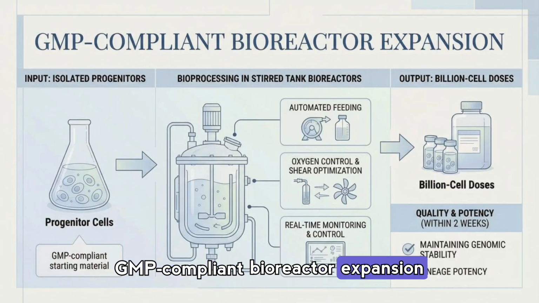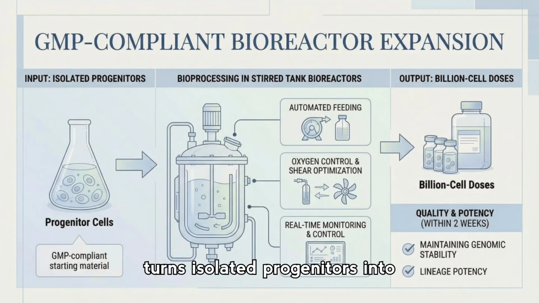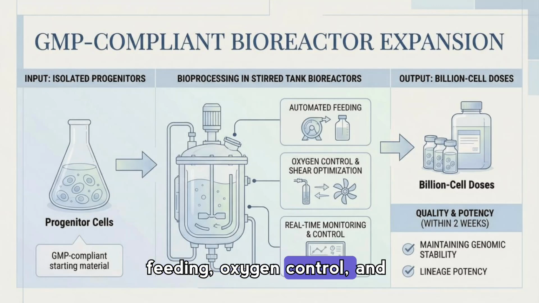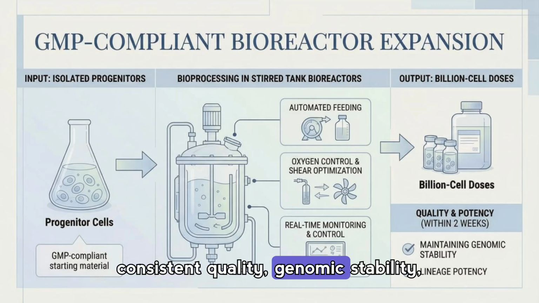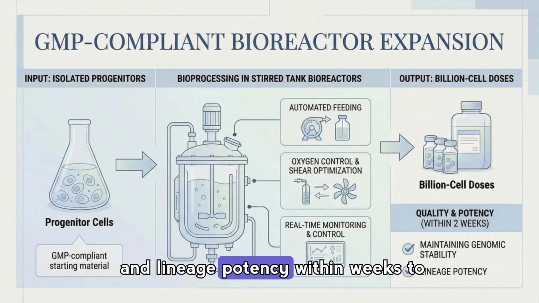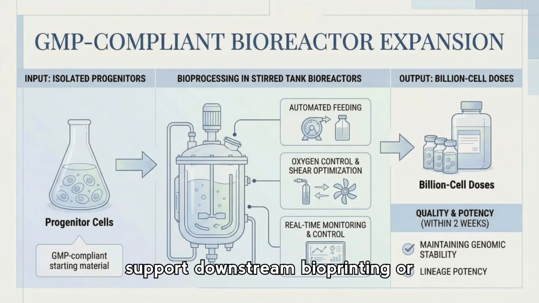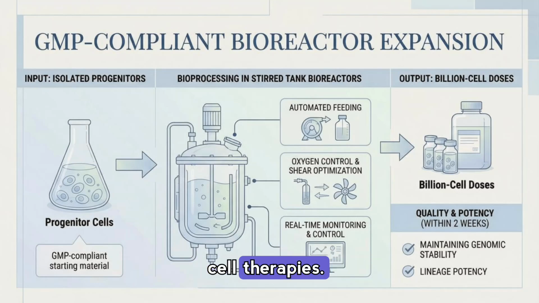GMP-compliant bioreactor expansion turns isolated progenitors into billion-cell doses by using stirred tank systems with automated feeding, oxygen control, and real-time monitoring, enabling consistent quality, genomic stability, and lineage potency within weeks to support downstream bioprinting or cell therapies.